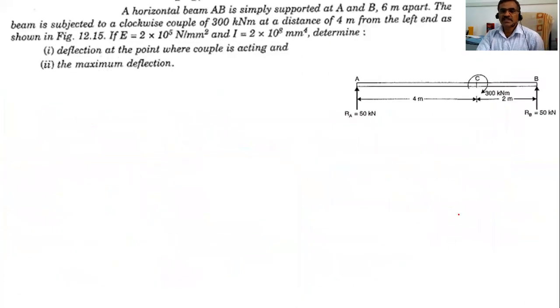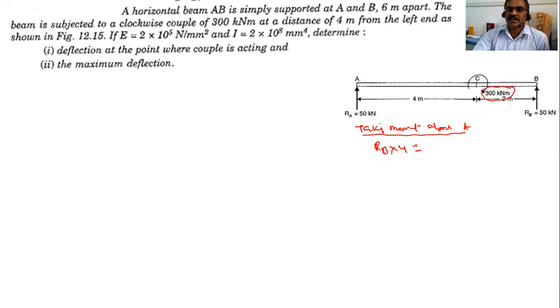Now we will discuss this problem. In this problem, we have a simply supported beam with a moment. First, as usual, you take the reactions at A and B. Now taking moment about A, what you'll get is RB into 4 is equal to, already here this value is only a moment itself. It is directly given as a couple, so that is equal to 300.